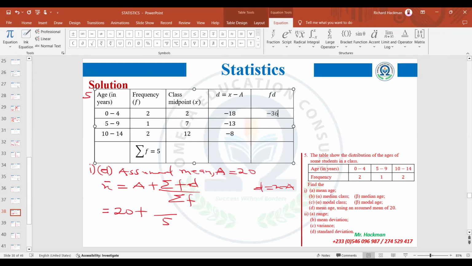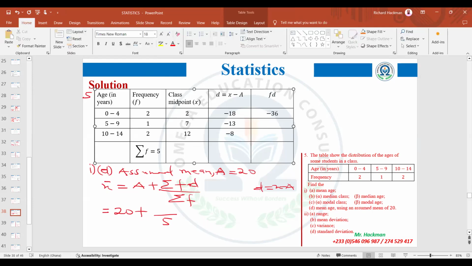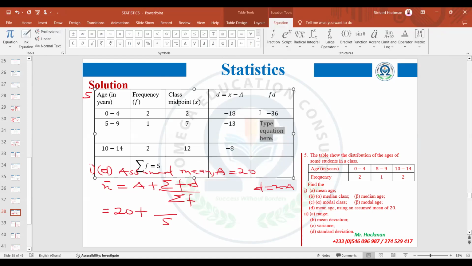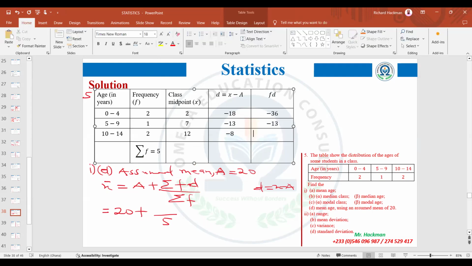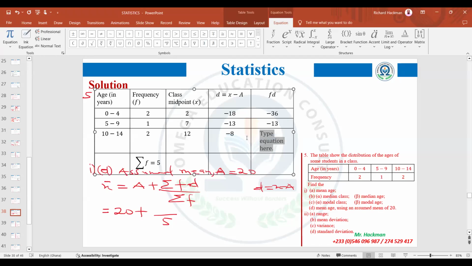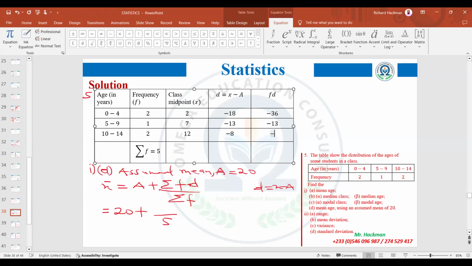It will be 1 times minus 13, and that will give us minus 13. Is my point well made? Yes, please. And the next one, we are looking at 2 times minus 8. And that will give us minus what? 16. Am I right? Yes, please.